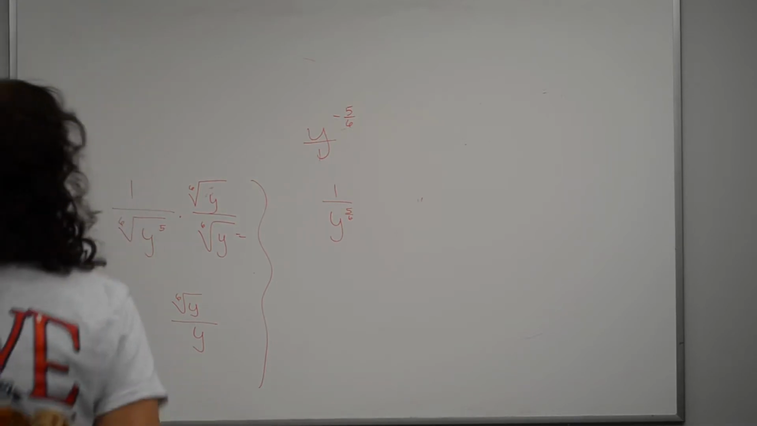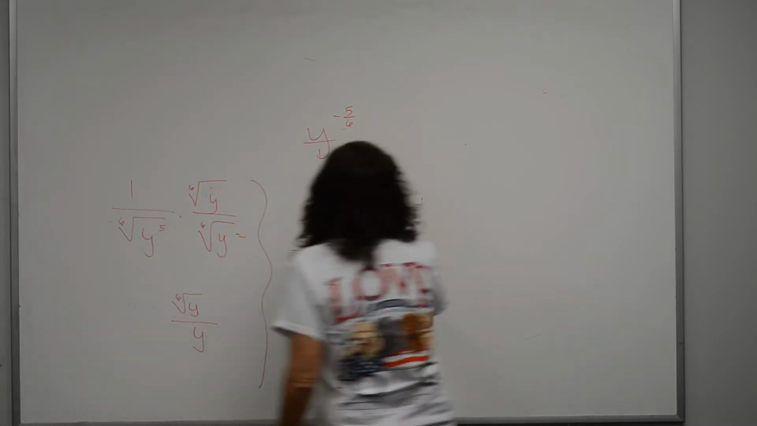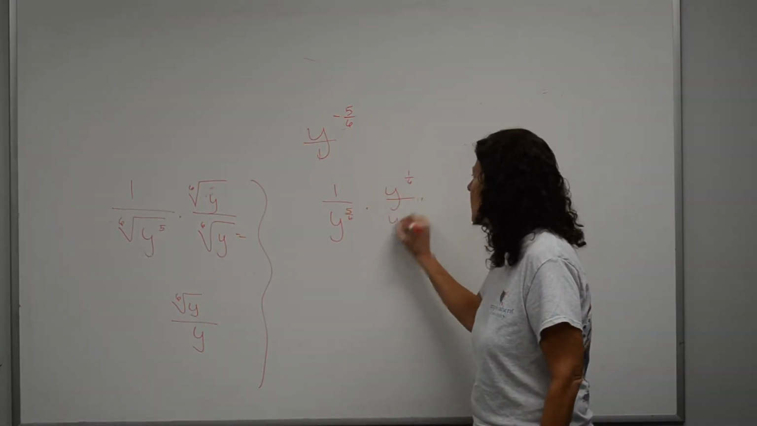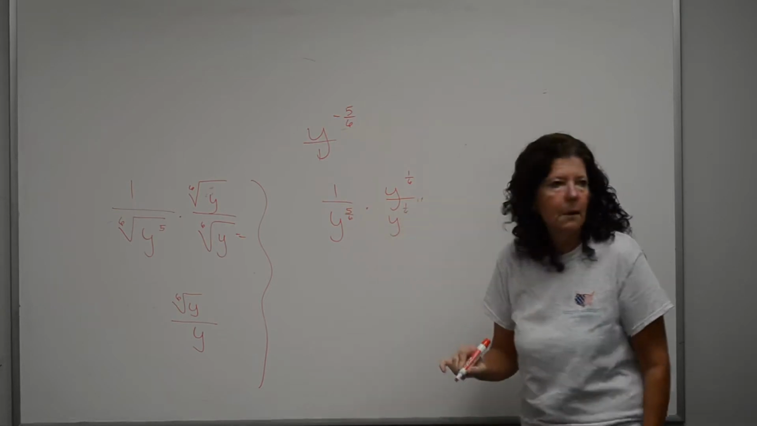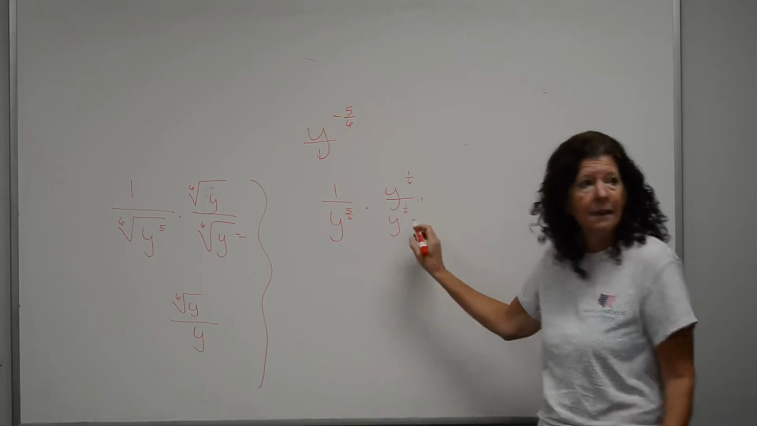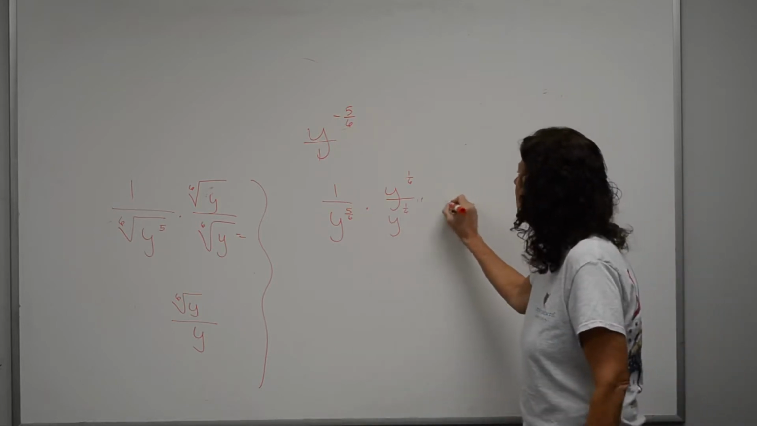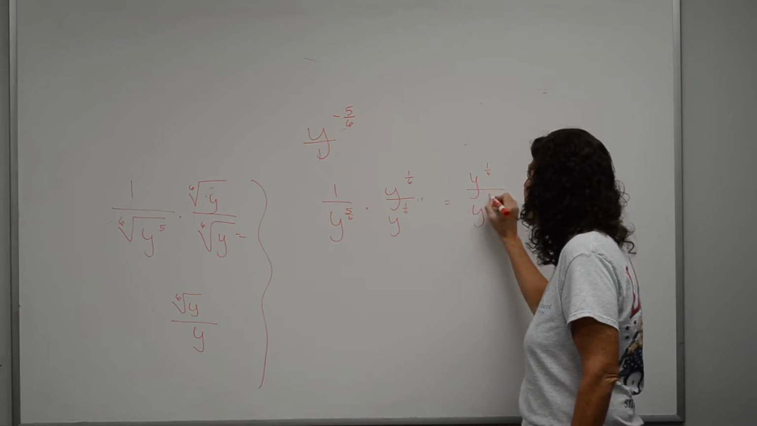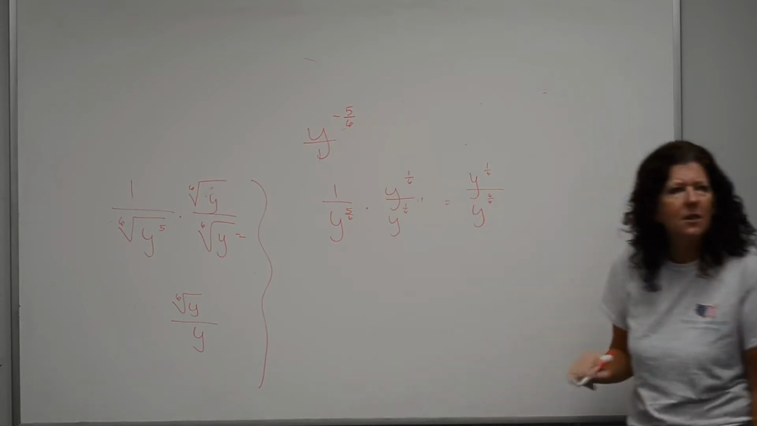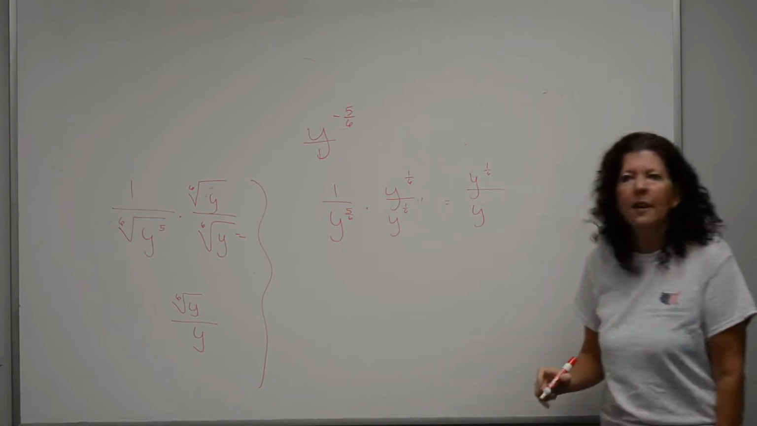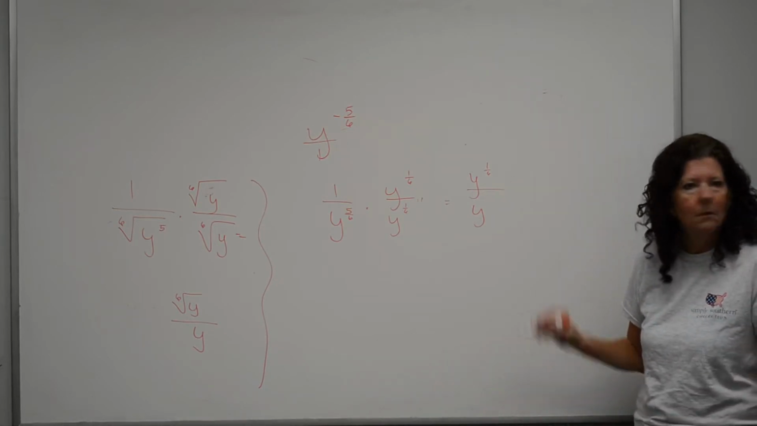Okay, I would have to multiply this by y to the 1/6 over y to the 1/6, right? Wouldn't that give me 6/6 on the bottom? Because I'm going to add the fractions. So then on the top I have y to the 1/6. On the bottom I have y to the 6/6. What's y to the 6/6 power? 1. So I got rid of my radical.